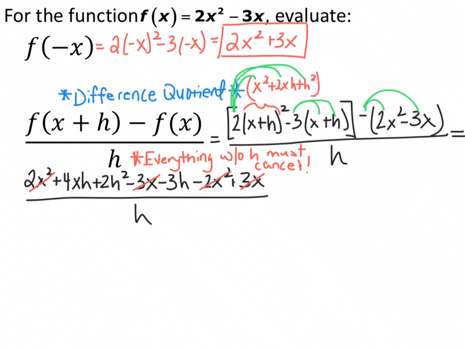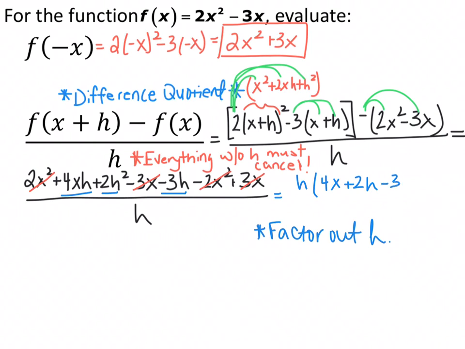The reason for that is now we're going to factor out that h. You have an h in your 4xh here. So I'm going to factor out that h. You're left with 4x. You have an h in 2h squared. So I'm going to factor out that h, and you're left with a 2h. And you have an h in this negative 3h. So I'm going to factor out an h. You're left with just negative 3. And all of this is still divided by h.